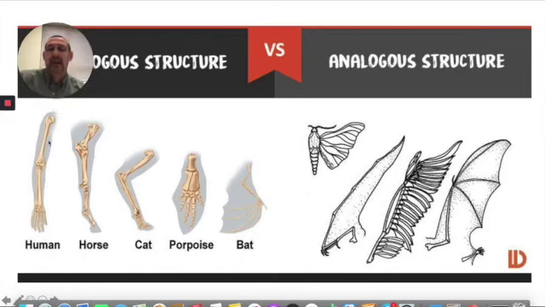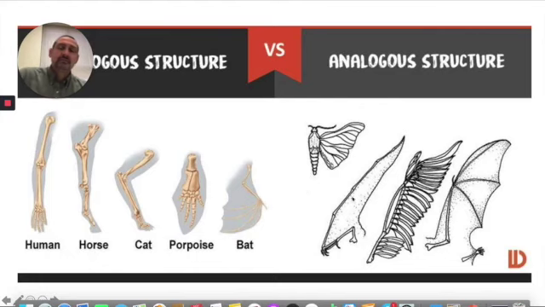So if we take a look at all of these different living things, they all share a similar bone pattern in their forearm. So you have this humerus bone, radius bone, ulna in the lower arm. And in a horse, you have something similar. And a cat, you have something similar, humerus here, radius, ulna. In the porpoise, something similar. And the bat, something similar. So they're homologous. In other words, there's a similarity in structure.